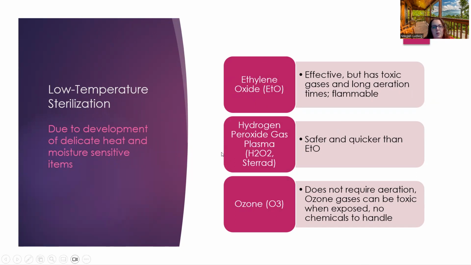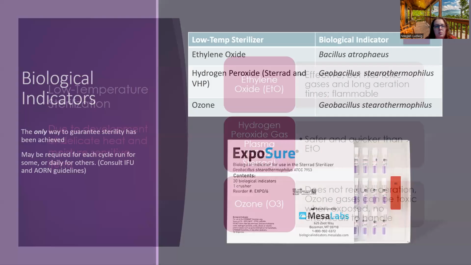H2O2 or hydrogen peroxide gas plasma is the STERRAD machine. That's the commercial brand name for that, the STERRAD, not Steris, STERRAD. So it's a little bit quicker, and they use this for scopes and stuff. And then the ozone, I would say, is a little bit less common. We don't have one at any of our local facilities, I don't think. Does not require any aeration, but these gases can also be toxic. So these require a little bit more safe handling when we're talking about chemicals.